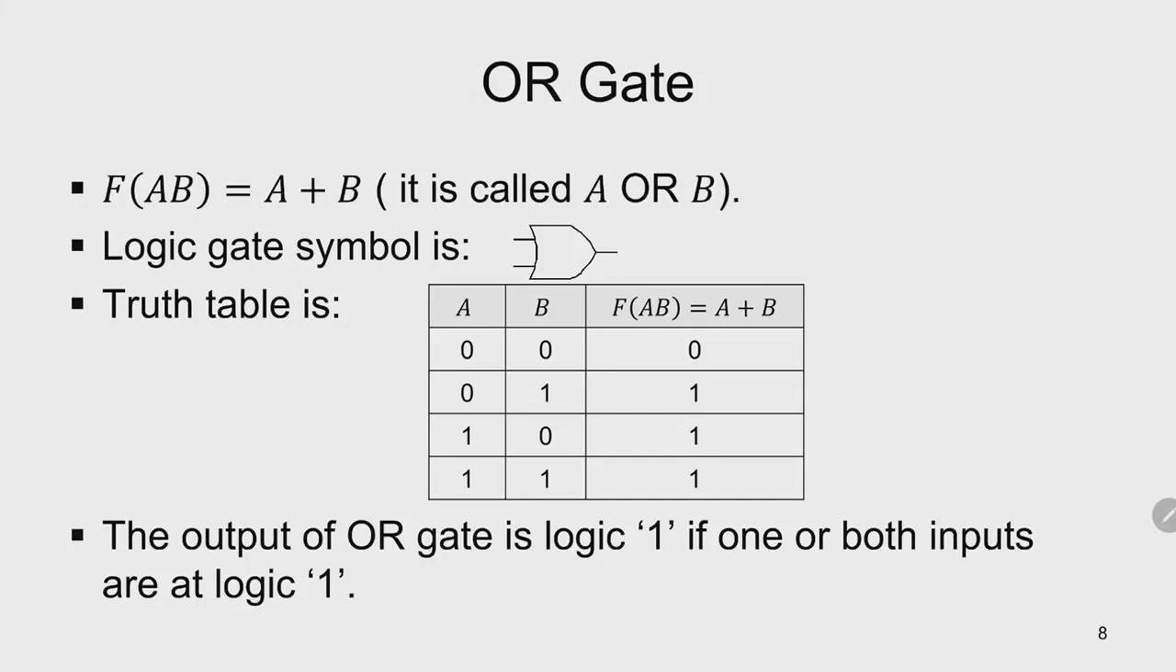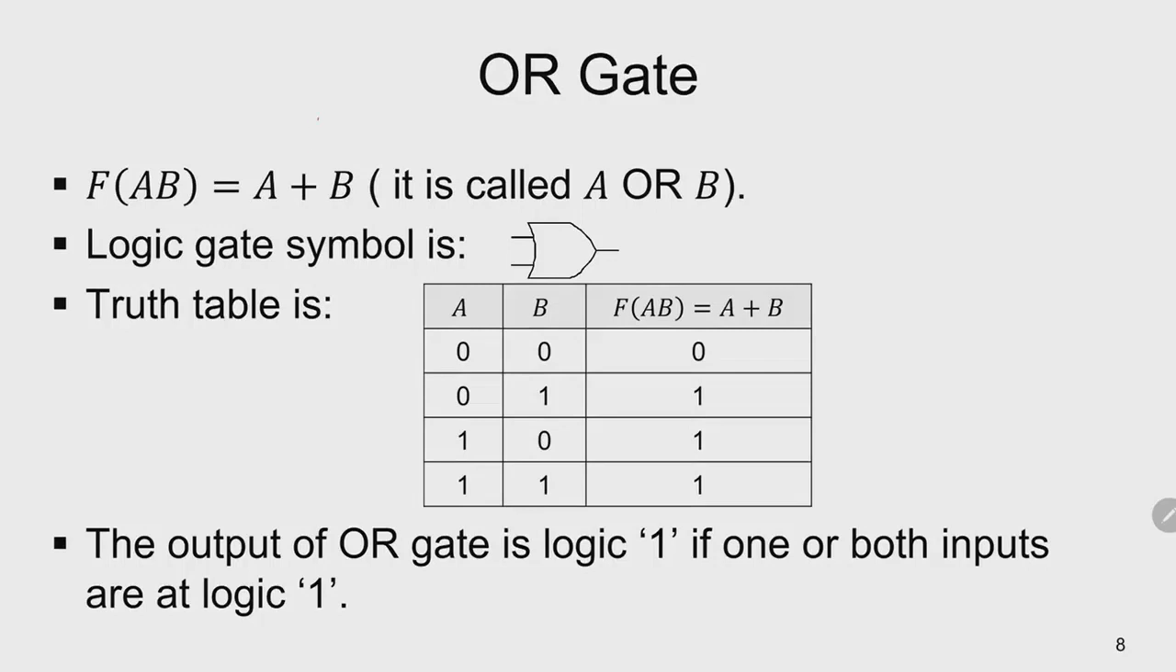OR gate. So in Boolean algebra, the operator we use for the OR gate is the plus sign, which is the plus sign that you use in your normal algebra. So my inputs are A and B, and then the operation is OR, and the Boolean algebra operator for OR is a plus sign. So this is called A or B.